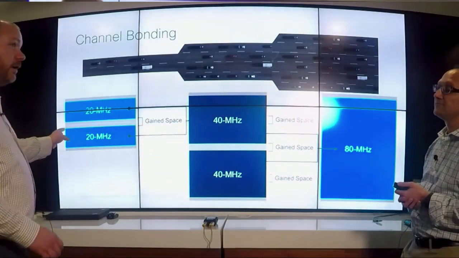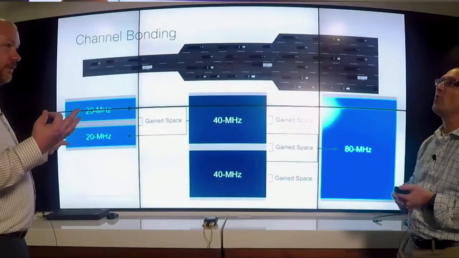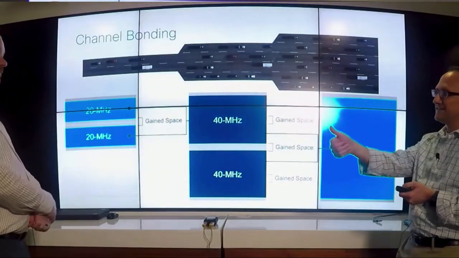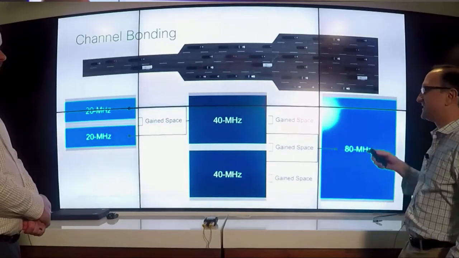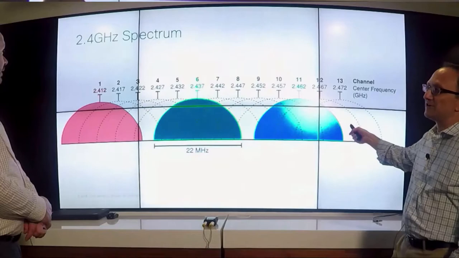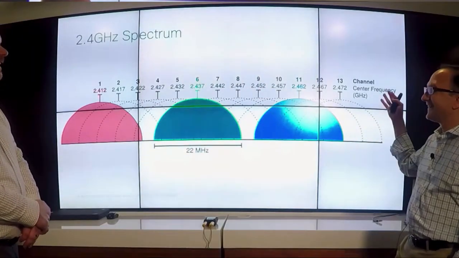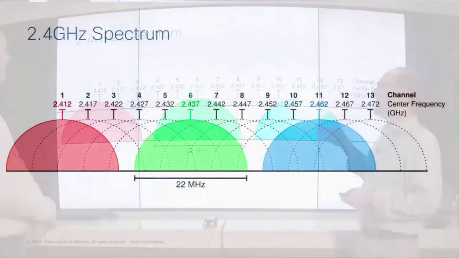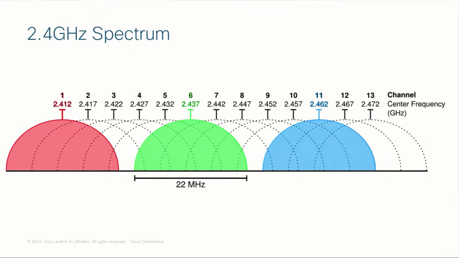In 2.4, I've got... You're way ahead of me. That's awesome. That's exactly where we're heading on this. Good. Here's something I prepared earlier. Just because I asked this question? Exactly. So 2.4: channels 1, 6, and 11.